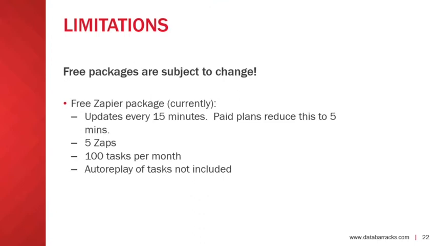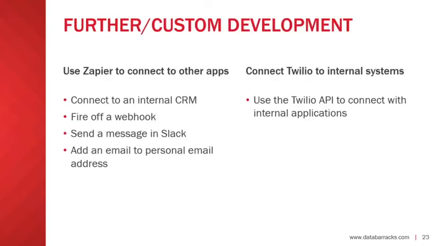And then a final point here is that auto replay of those tasks isn't included. So if for whatever reason there's any problem with any of the APIs, those tasks won't try to send again, so it will fail and it just won't send. And that does happen with some of these services. So again, it's a good feature to want to include. So that's our basic, but where can we take it from here?